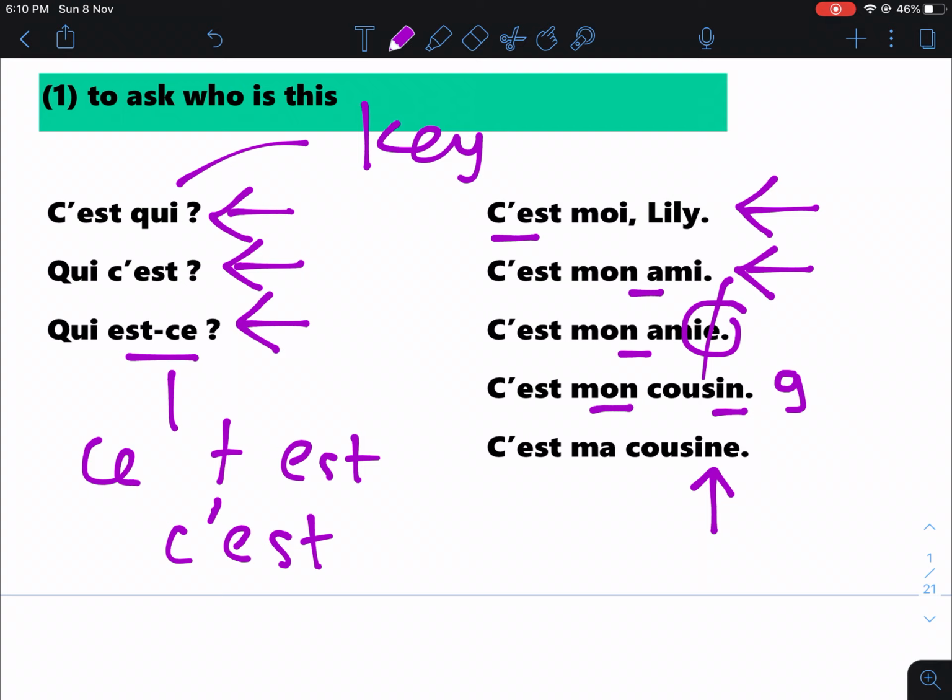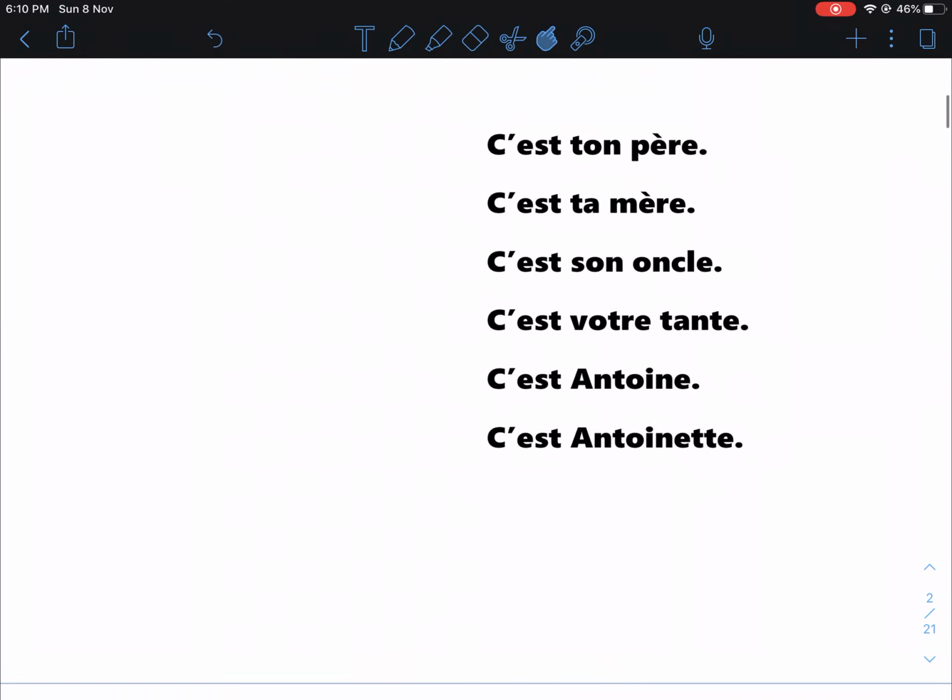Stress at the N, the letter N. So I repeat again. C'est moi, Lily. It is me, Lily. C'est mon ami. It is my boyfriend. C'est mon amie. This amie is my girlfriend. C'est mon cousin. It is my male cousin. C'est ma cousine. It is my female cousin. Now let's move to the next one.